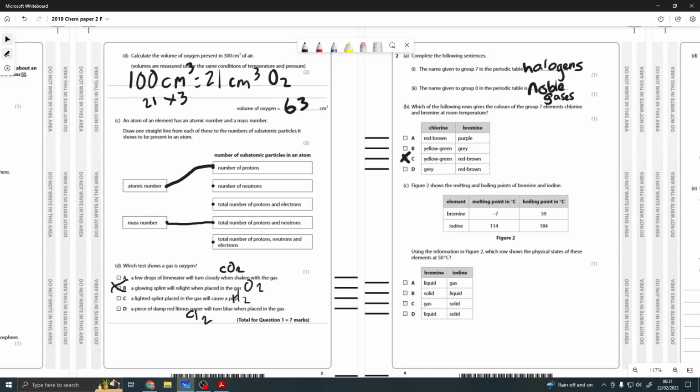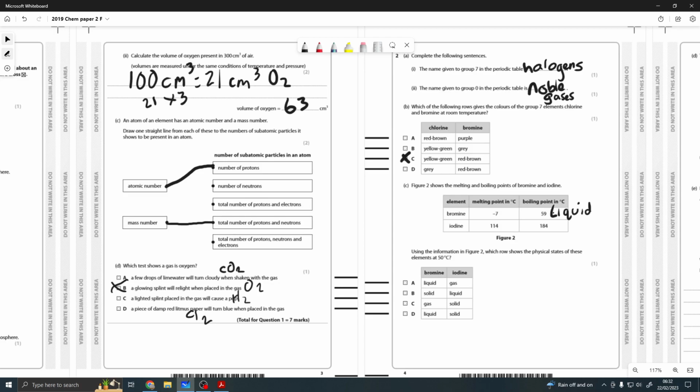Now, figure 2 shows the melting and boiling points for bromine and iodine. Using the information from figure 2, what physical states are these in at 50 degrees C? It's sometimes room temperature, but this is 50 degrees C. So at 50 degrees C, has bromine melted? Is -7 lower than 50? Yes, it is. So bromine will have melted from its solid form. However, will it have boiled at 50? No. Therefore, bromine is a liquid.